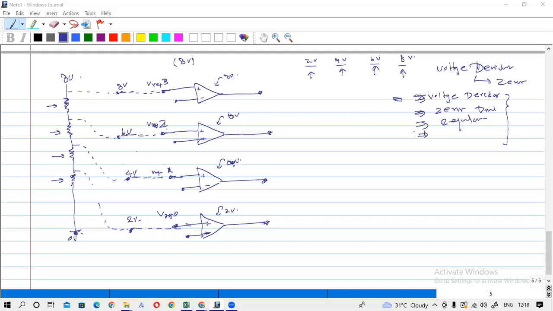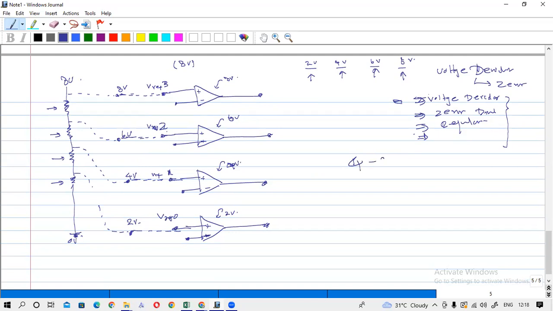Yeah, very good. You can use any four same resistors. I'm not going to explain this voltage divider. You can use Ohm's law and you can understand this.